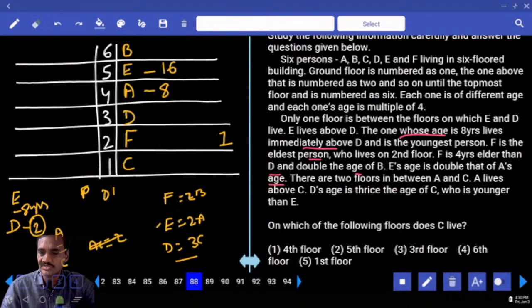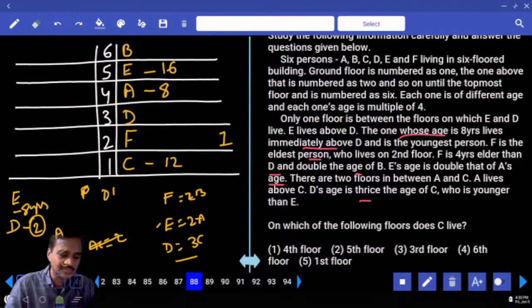D's age is thrice that of C. C is younger than E. As C is younger than E, what is the possibility we have for C? Younger than E means this person must be a multiple of 4, and A is the youngest. Here C is younger than E and C must be 12 years.